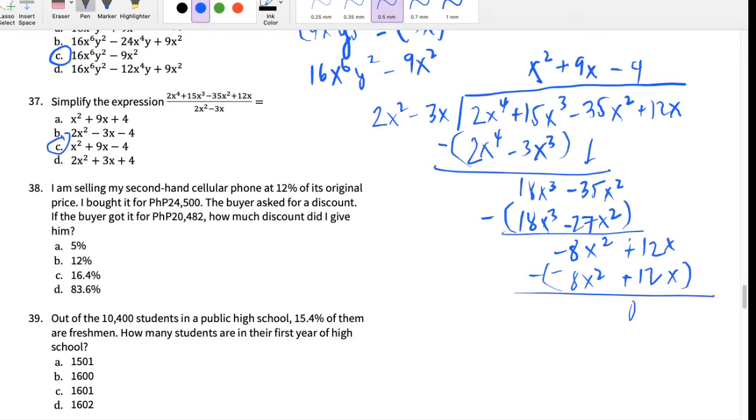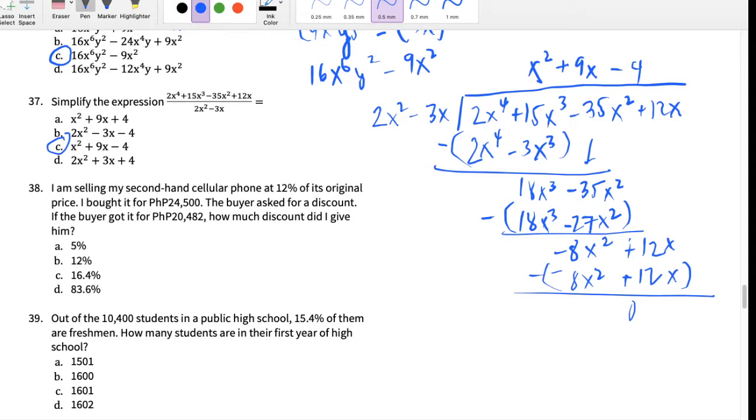Okay, number 38. I am selling my second-hand cellular phone at 12% of its original price. I bought it for $24,500. The buyer asked for a discount. If the buyer got it for $20,482, how much discount did I give him?